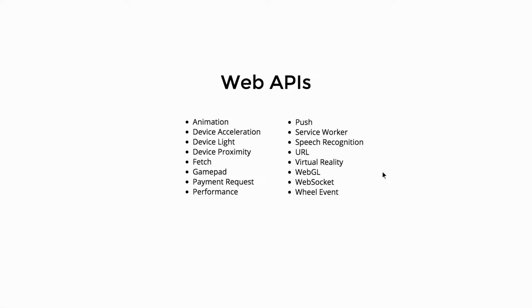There's a gamepad API. It gets pretty crazy. Payment request, performance push, service workers, speech recognition, which I'm really curious about. URL, there's a virtual reality API, WebGL, WebSockets, wheel events. These are all things that are shipping in browsers right now. So first we were talking about JavaScript at the language level. In the browser world, it's exploding as well.